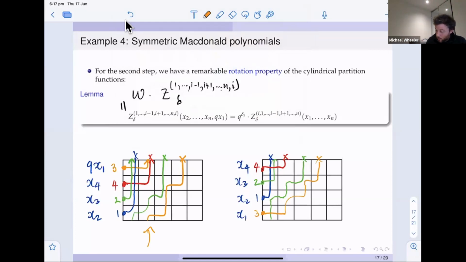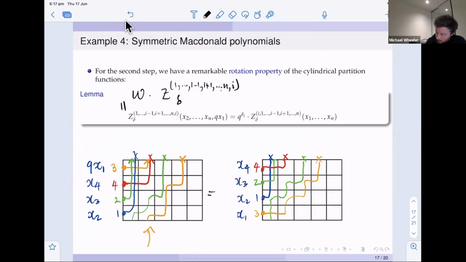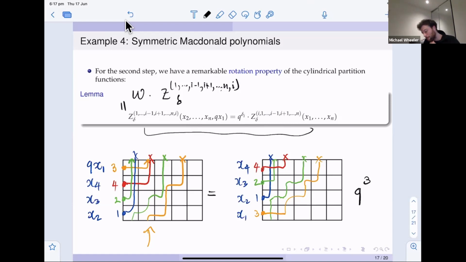So what you do is you work out the weight of those two configurations now, and the claim is that those two weights are equal. They're exactly equal up to this q to the delta. And in this case, delta is equal to 0, 1, 2, 3. So q to the q cubed in this case. And so that's how it works. You just use this bijection on every single configuration, and you prove this thing really term by term.